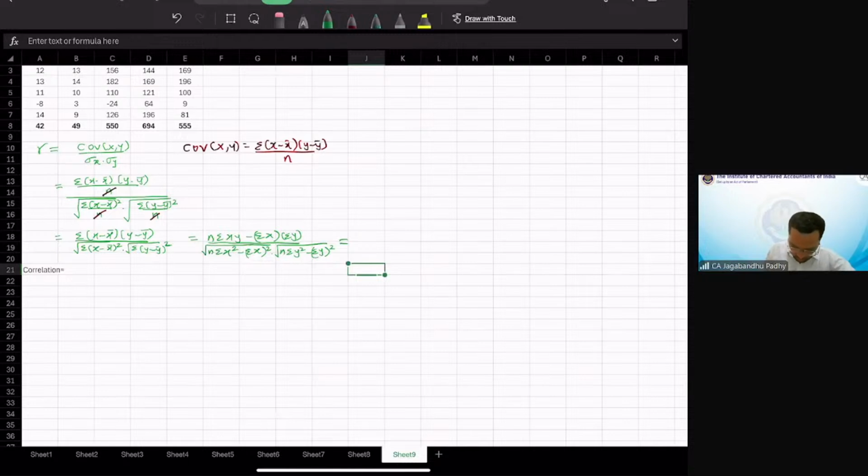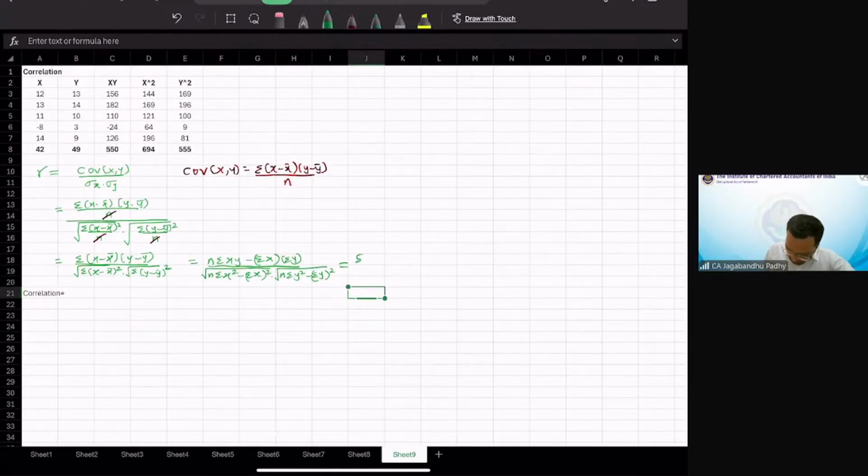Yeah, so this is 5 into 550 minus summation x is 42 into 49, then the whole thing divided by square root of n is again 5 into summation x square, which is 694 minus summation x the whole square, which is 42 square, and then root of again 5 into 555, which is n summation y square minus 49 square.